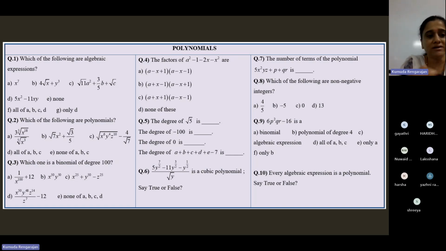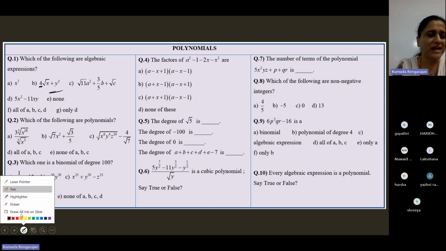But here, which of the following are algebraic expressions? So you just don't have to check anything. Constants, variables. See, the first one, x to the power 7. Algebraic expression. Second one, you see some constant, the 4 is a constant. You can see the variables x and y. Algebraic expression. Only if you have to identify polynomials, you'll have to check the powers of the variables involved. And the powers must be whole numbers everywhere.